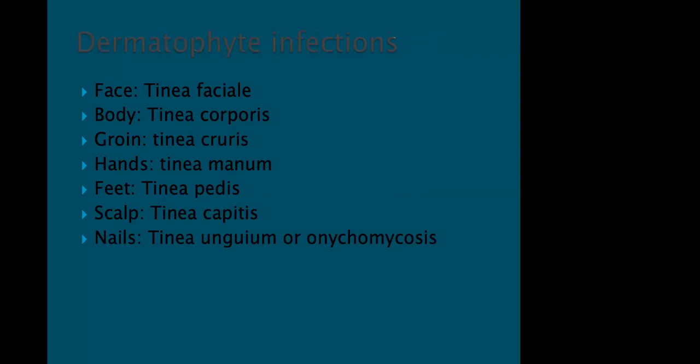But before we go to the different clinical presentations, dermatophytes are generally named according to the body site that's usually infected. So if you've got a dermatophyte on the face, we call it a tinea faciei. And then the body is tinea corporis, the groin, tinea cruris, the hands, tinea manuum, feet, tinea pedis, and then the scalp, tinea capitis. When it comes to dermatophyte infection of the nail, if it's caused by a dermatophyte, we call it a tinea unguium.